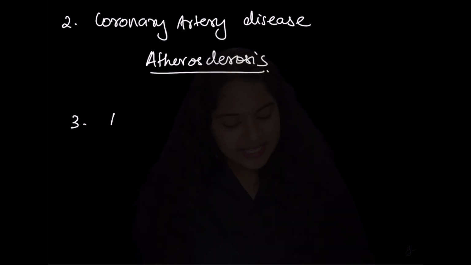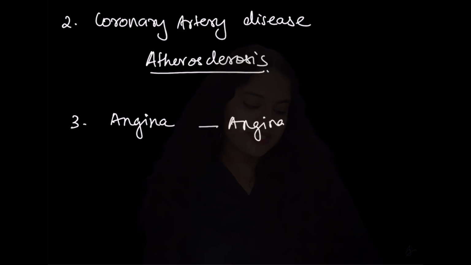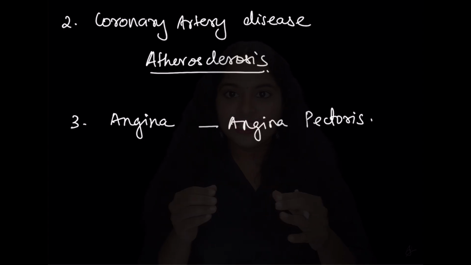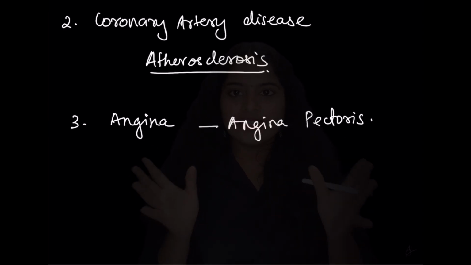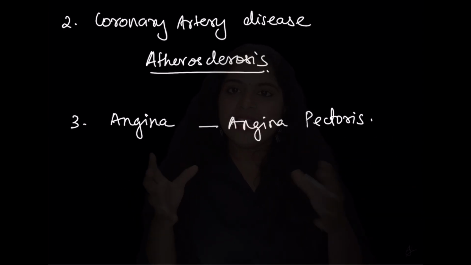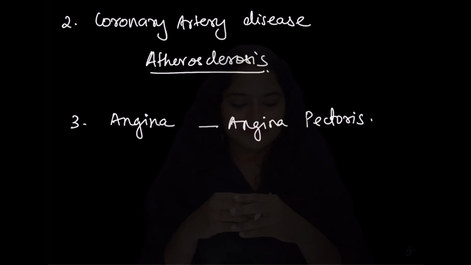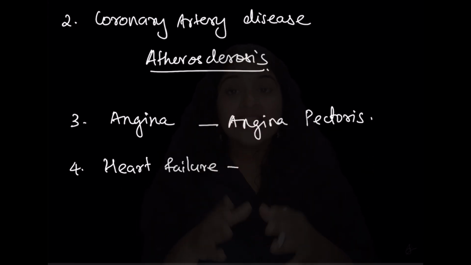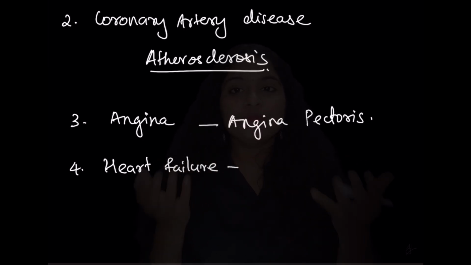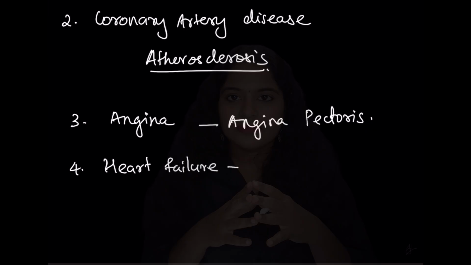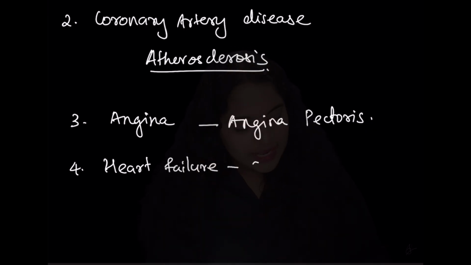Next is angina. It is also called angina pectoris. This is the condition when sufficient oxygen is not reaching the heart muscles. This can occur in males and females in all age groups, but is mainly found in elderly people. Next is heart failure. This is the condition when our heart is not able to pump out blood sufficiently to meet the requirements of our body. It is also called congestive heart failure.